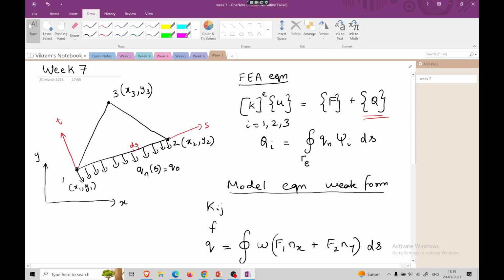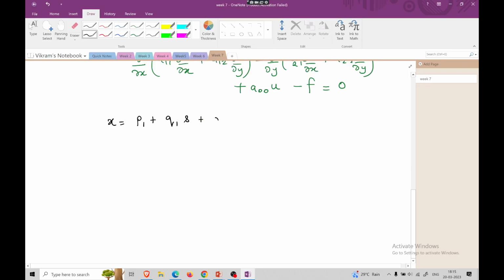So first of all we will do the transfer of coordinate system. For that I am going to write in this manner. I will write x as summation of p1 plus q1 into s plus r1 into t. Similarly y I will write as p2 plus q2s plus r2t. So essentially I am writing x as some linear function of s and t, and similarly y is also a linear function of s and t. So this is how I represent.